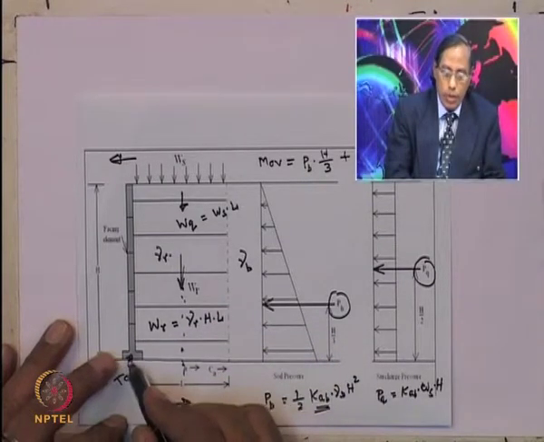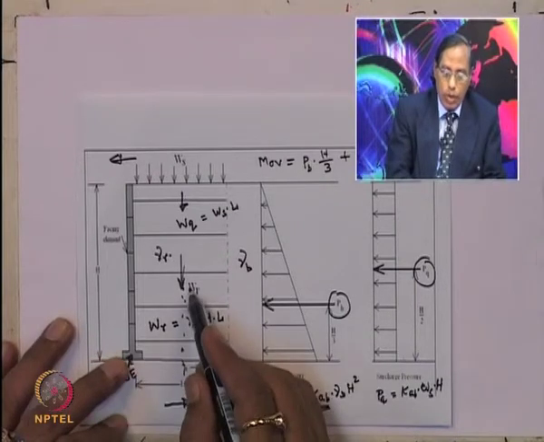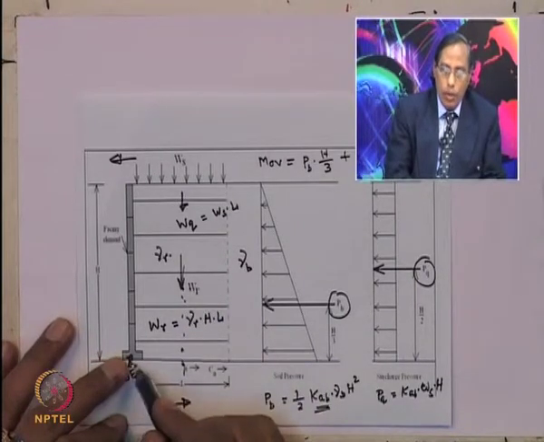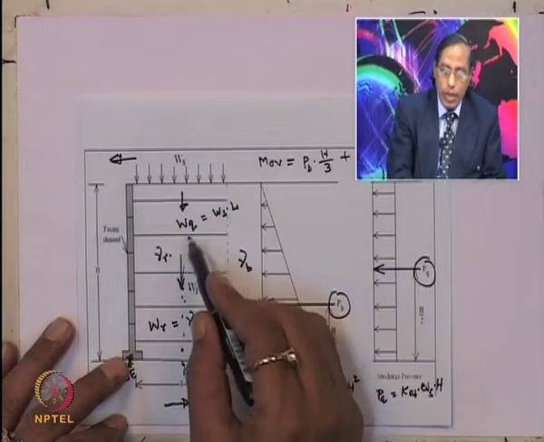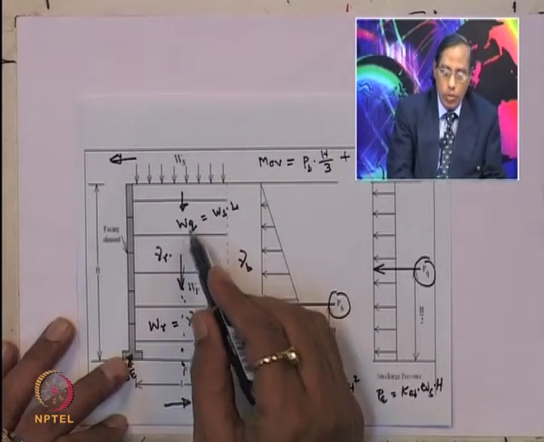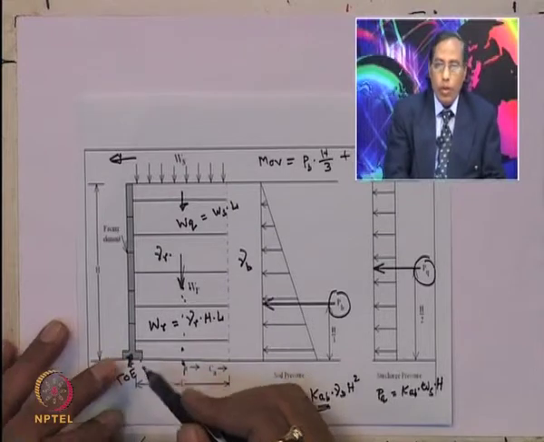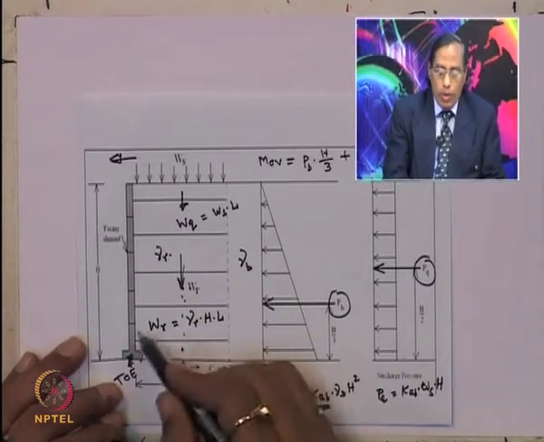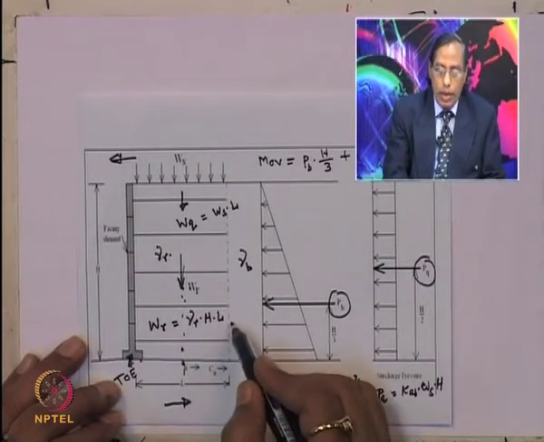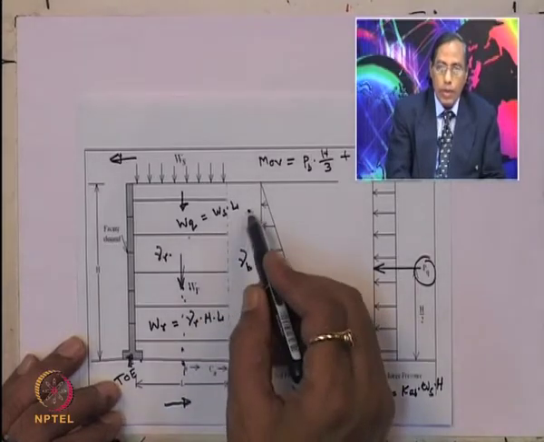So, for the resisting moment, if you take the moment at the toe, it is WR into L by 2 plus, due to the surcharge, WQ into L by 2. Now we know what WR is, it is gamma R H into L, and you know what WQ is, WS into L.